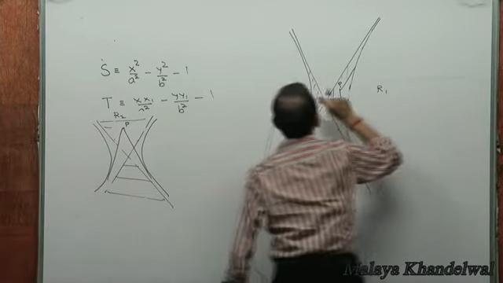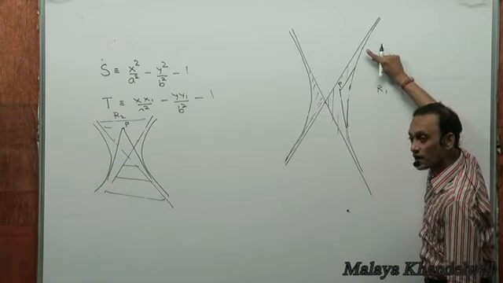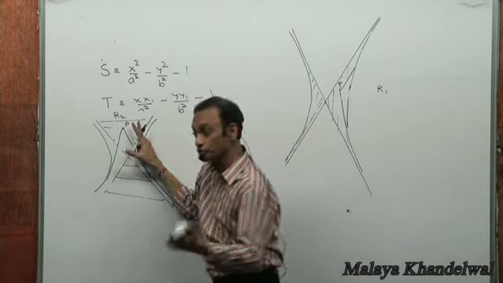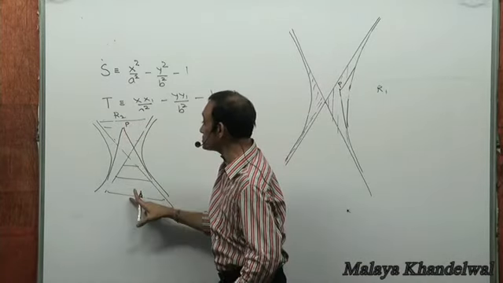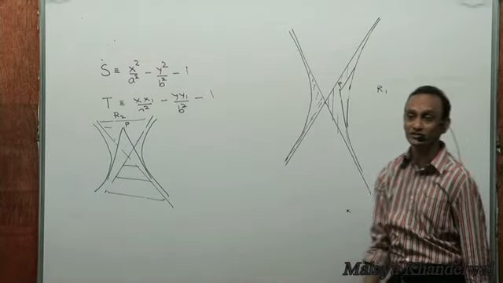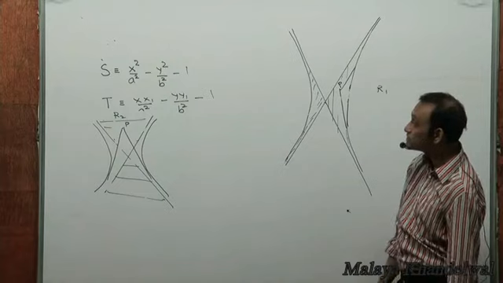For points in this shaded region, tangents will be drawn to the same branch of the hyperbola. Try and prove it yourself. But if you take points in this region, then tangents will be drawn to opposite branches, the pair of tangents. What's the difference?